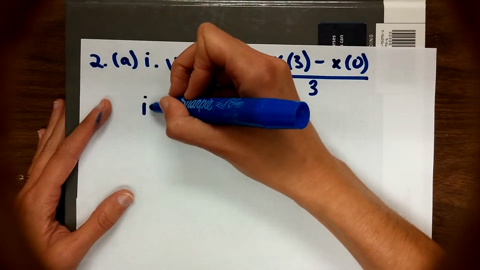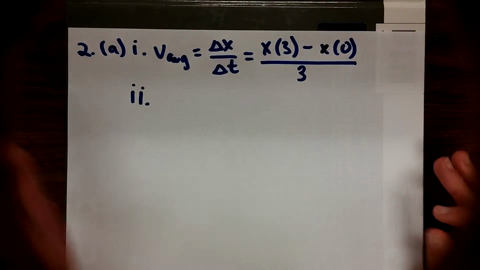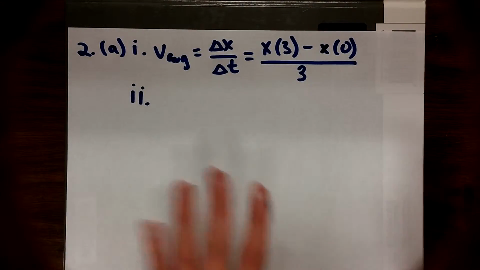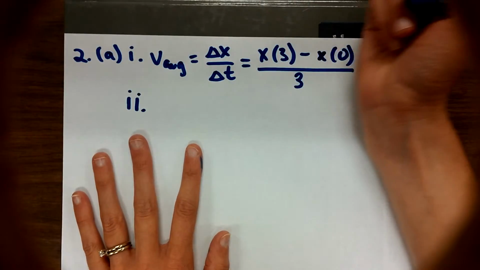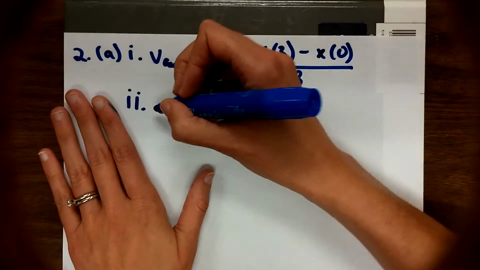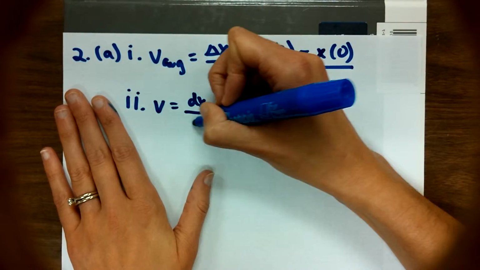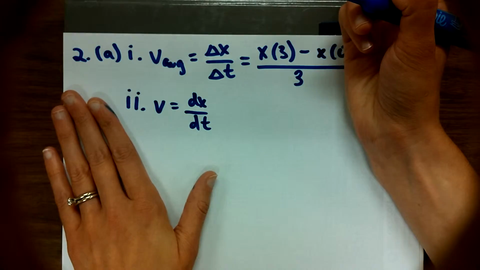Then for part 2, it asks us to find the instantaneous velocity right at 3 seconds. So this is where we're going to actually get the velocity function so we can find velocity at a particular point in time. And you're going to get the velocity function by taking the derivative of the position function that we have.